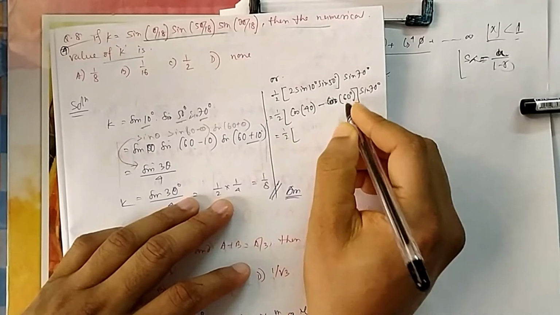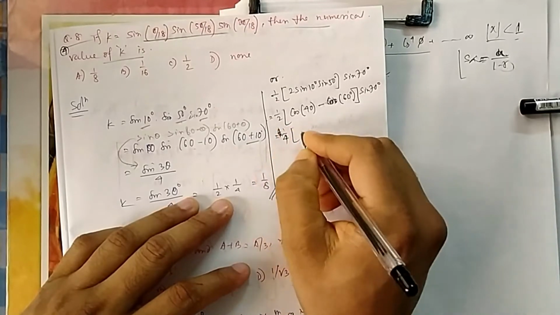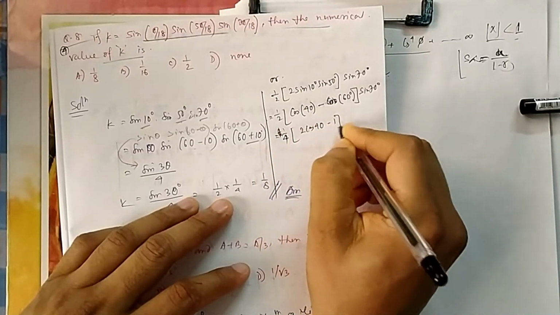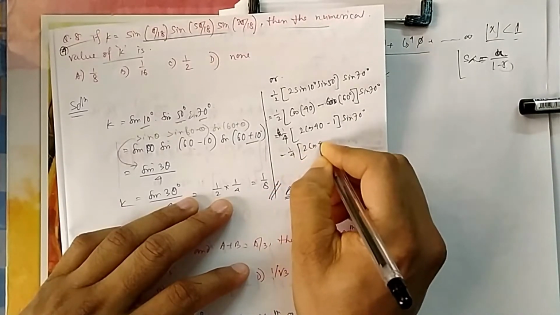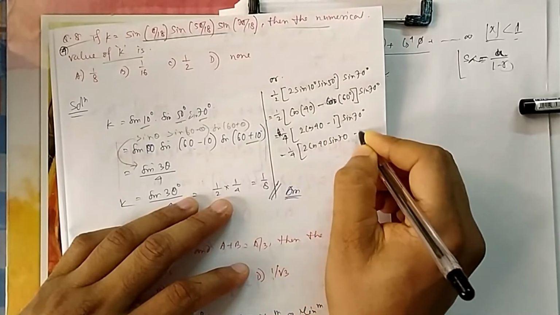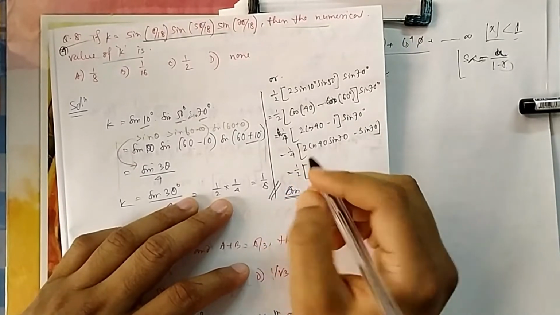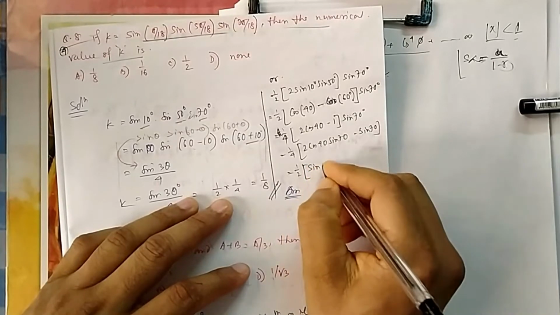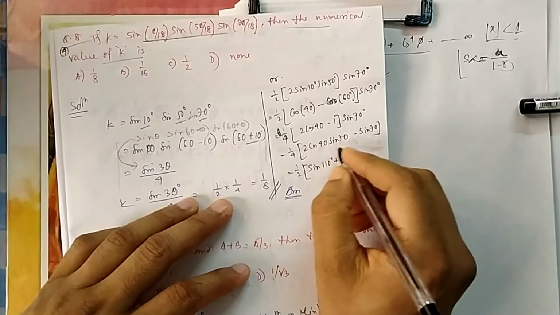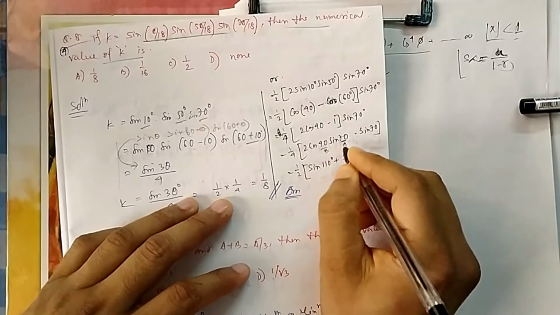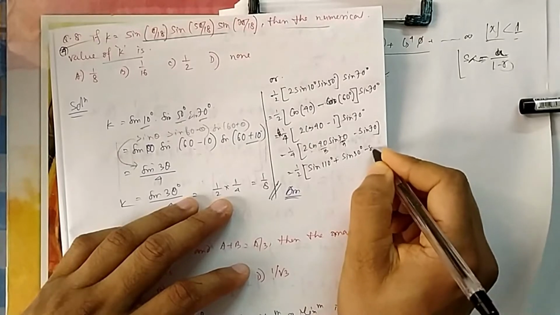Now if you put it here, what is cos 60? Cos 60 is half. You can take that half common, so it will be 1 by 4, and it becomes (2 cos 40 minus 1) into sin 70. Now you can again take the product 2 cos 40 sin 70, and then minus sin 70. Now apply 2 sin A cos B, which gives sin (A plus B) plus sin (A minus B), so sin 110 plus sin 30 minus sin 70.